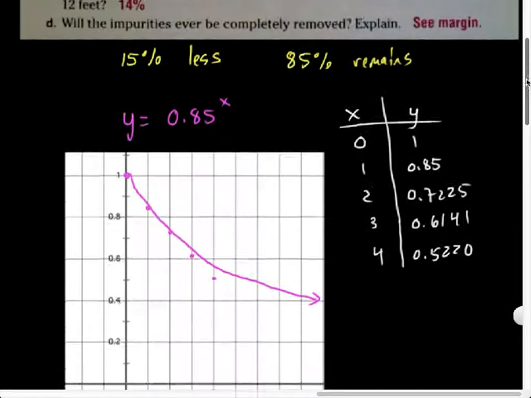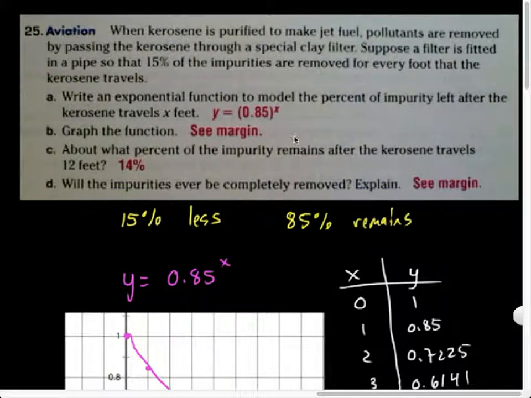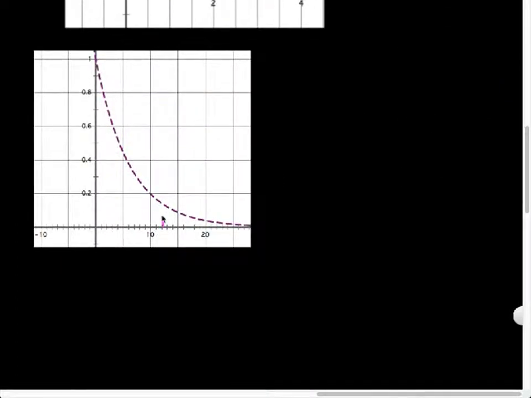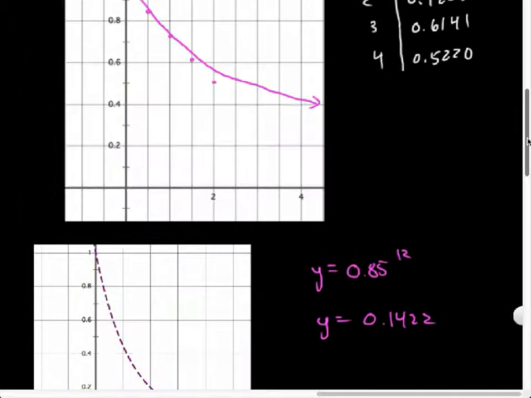So, what are some follow-up questions here? It says then, about what percent of the impurity remains after the kerosene travels 12 feet? So graphically speaking, I could kind of look at this here. And something like that. Algebraically, how could I figure that out? And then do some calculating. And I do in fact get 0.1422. So about 14% of the pollutants remain after that 12 feet.